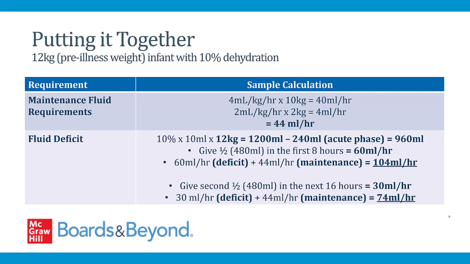We give half this volume, or 480 mLs in the first 8 hours, equaling 60 mLs per hour. This equates to 60 mLs per hour of fluid deficit and 44 mLs per hour of maintenance IV fluids for a total rate of 104 mLs per hour for the first 8 hours. Then we give the second half, or 480 mLs, in the next 16 hours, which is a rate of 30 mLs per hour. This equates to 30 mLs per hour of fluid deficit and 44 mLs per hour of maintenance IV fluids for a total rate of 74 mLs per hour for the remaining 16 hours.